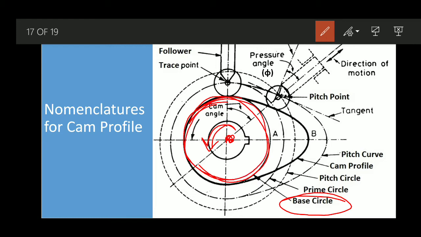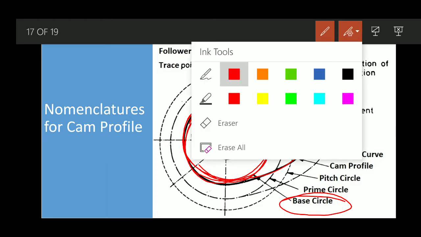Now this base circle indicates the size of the cam circle basically. It decides the size of the whole cam. So you can see this particular thing, with respect to this, it decides the shape or size of the particular cam.